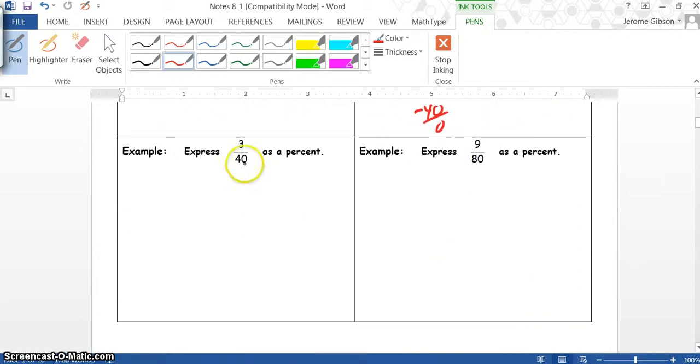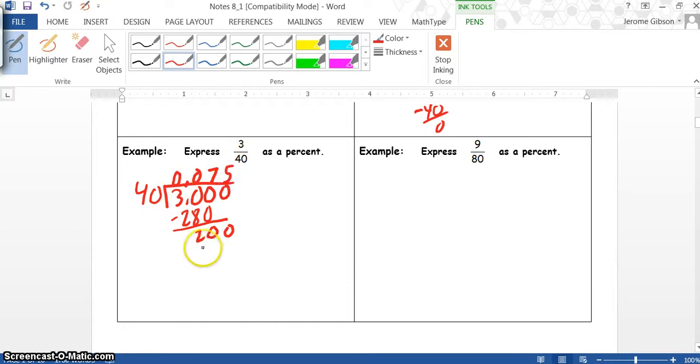Now we scroll to the next problem. Now we would take 40 into 3, and you know I like to add my 2 zeros. 40 goes into 3 0 times. 40 goes into 30 0 times. 40 goes into 300 7 times. 7 times 40 is 280. And that leaves us 20. We add a 0 here and bring it down. 40 goes into 200 5 times. 5 times 40 is 200.